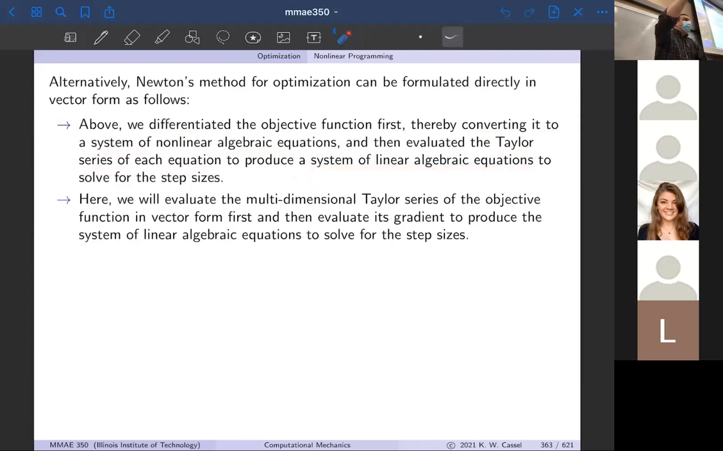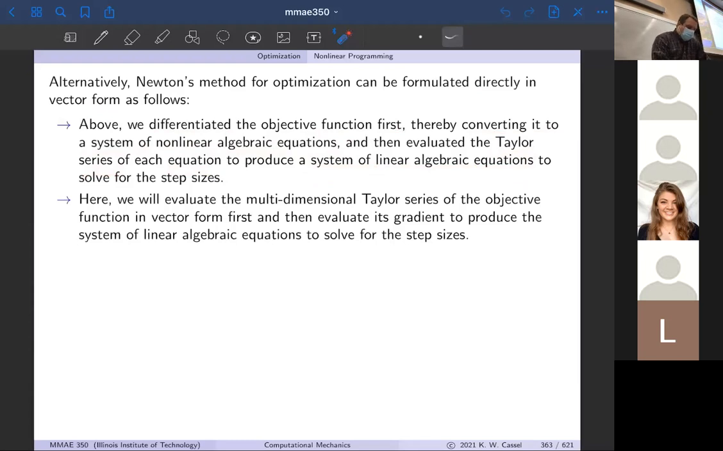Differentiate, set equal to 0. We get our system of nonlinear algebraic equations. We use Taylor series on those to linearize them. And then using those linearized algebraic equations, which is just a big system of equations for the delta x's, we can then solve for the delta x's. And that's the first step in Newton's method.